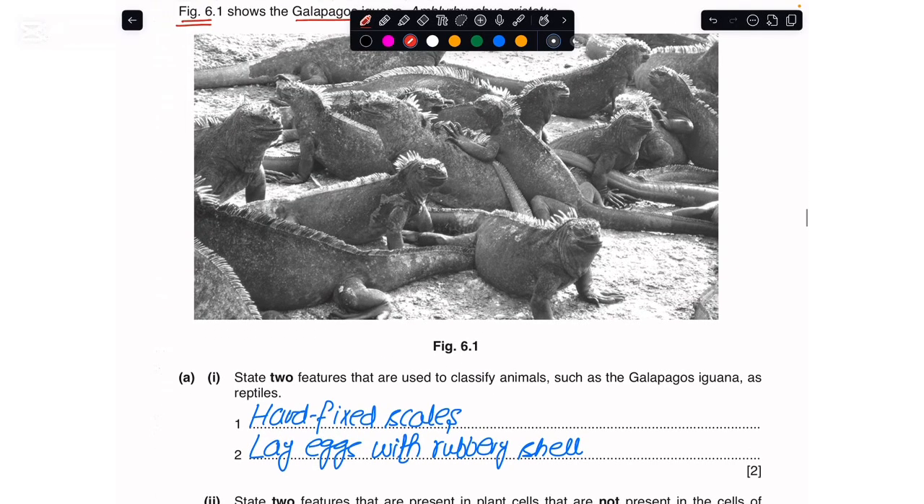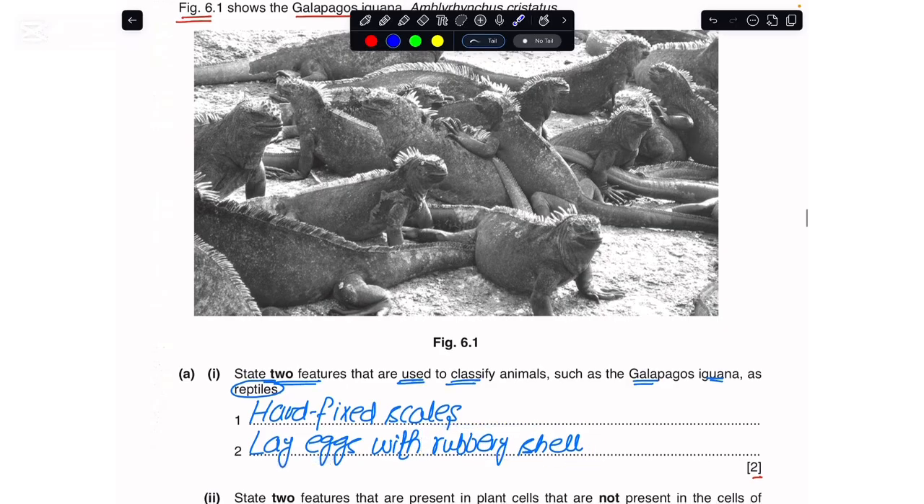So that is why, for the 2 marks, they are asking that we are required to tell our examiner about the 2 features that are used to classify animals such as these Galapagos iguana as reptiles. So you would say that they have got hard, fixed scales. And then for the second mark, you would say that they lay eggs, and those eggs have a rubbery shell on them.